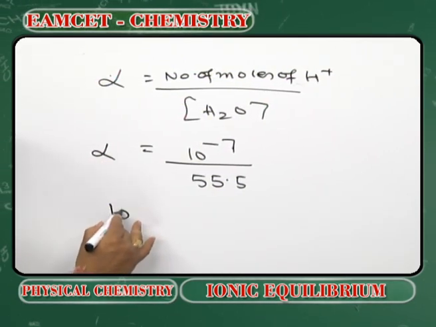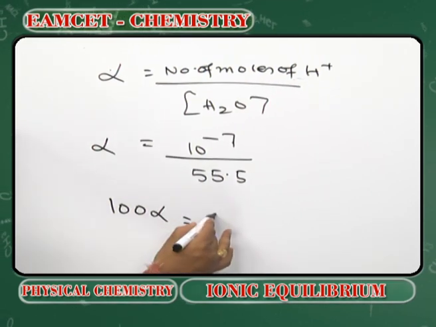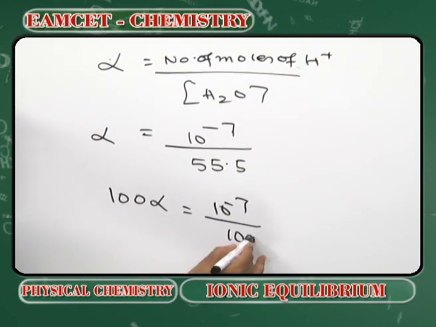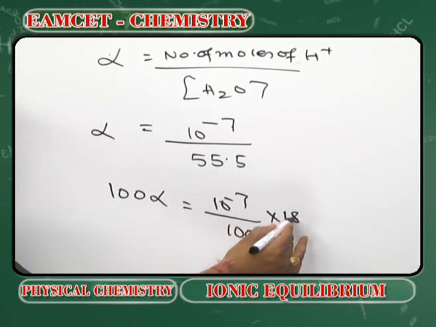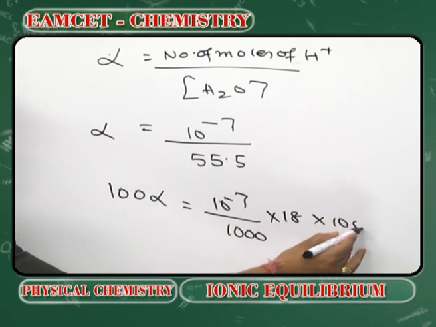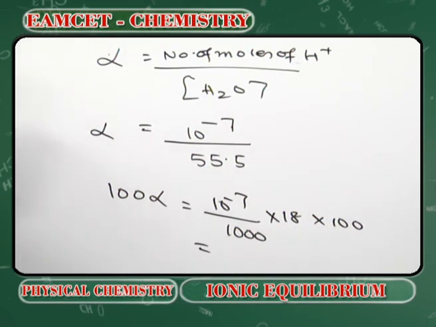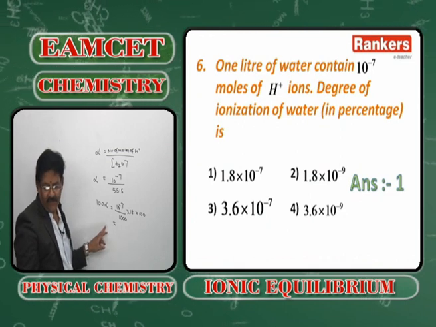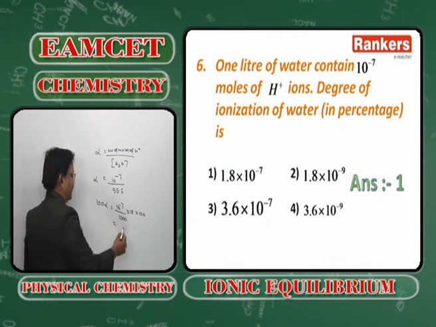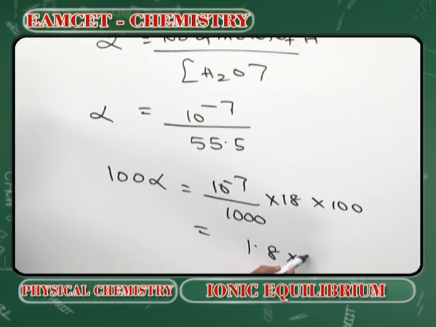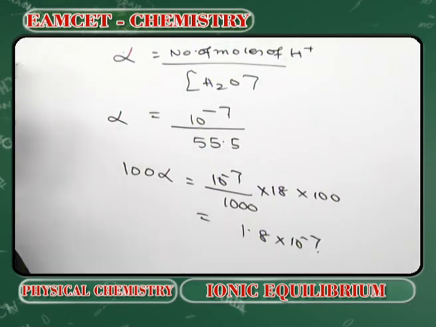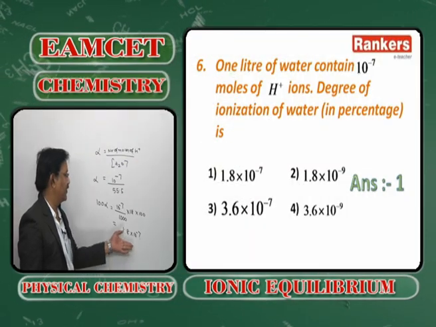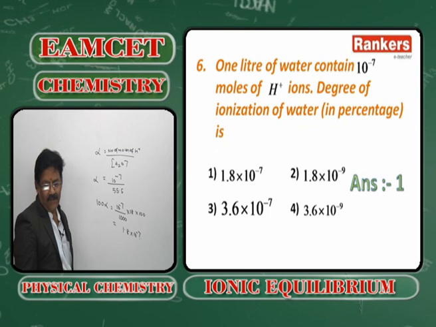So what is the question? 100 alpha is equal to 10 to the power of minus 7 by 1000 by 18 into 100. It comes around 1.8 into 10 to the power of minus 7. Option 1 is the answer. On simplifying this, we will get the answer as this. Next question.